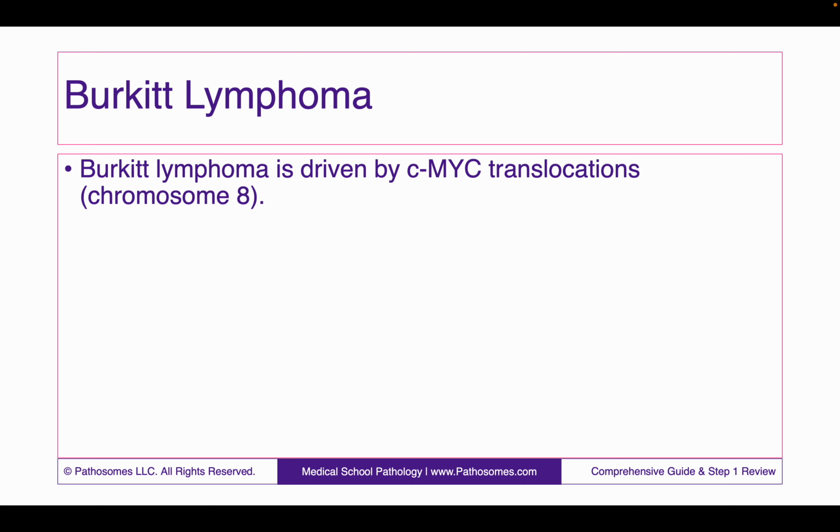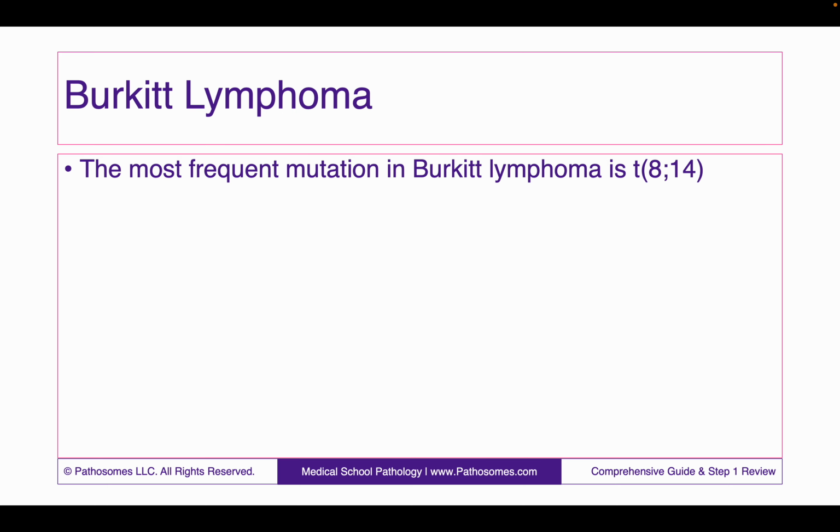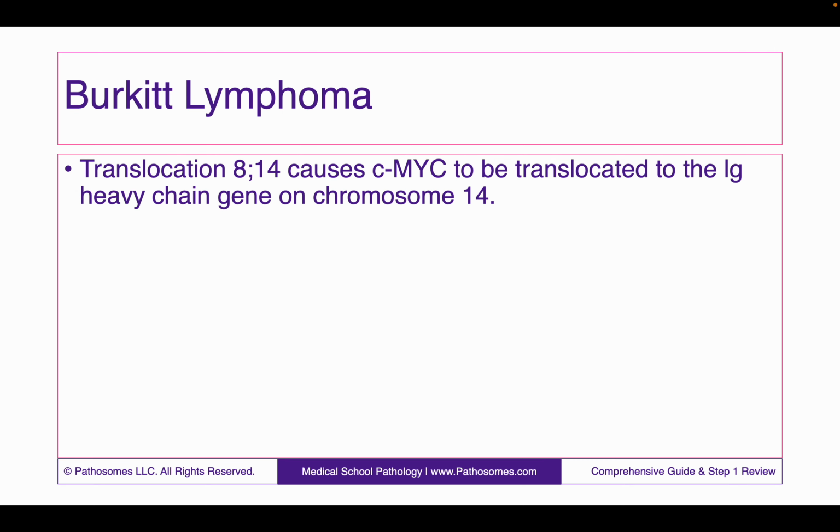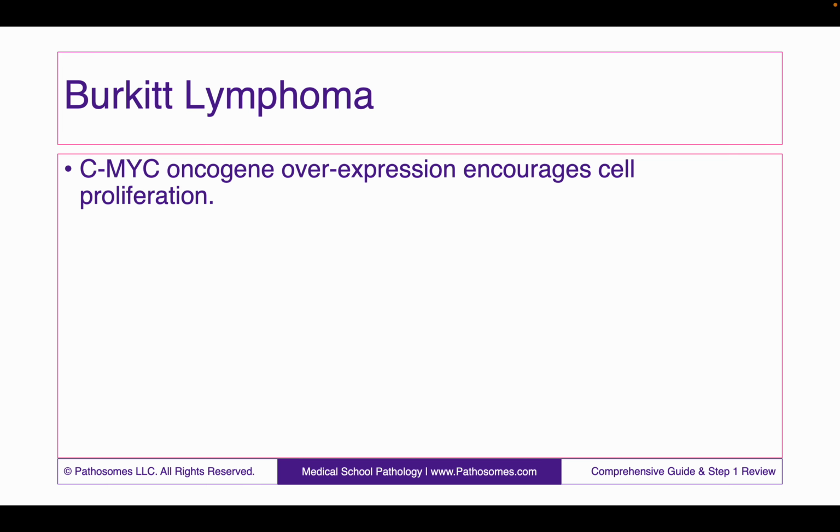Note that Burkitt lymphoma is driven by c-Myc translocations on chromosome 8. The most frequent mutation in Burkitt lymphoma, you must know this, I know you know it, translocation 8;14, right? 8;14 for Burkitt lymphoma. Translocation 8;14 causes c-Myc to be translocated to the Ig heavy chain gene on chromosome 14. c-Myc oncogene overexpression encourages cell proliferation.